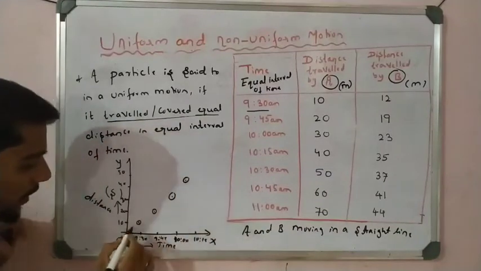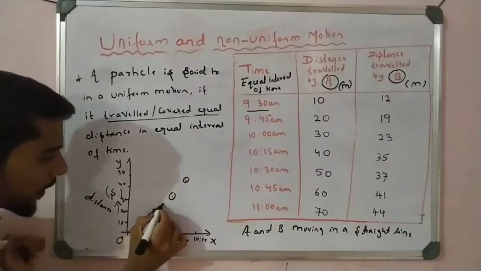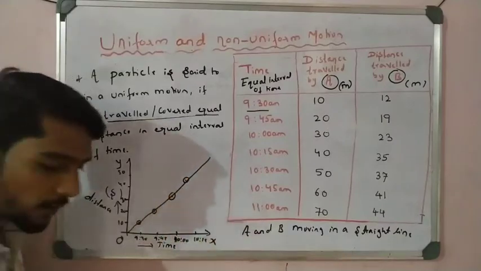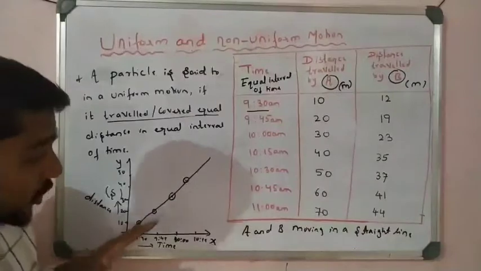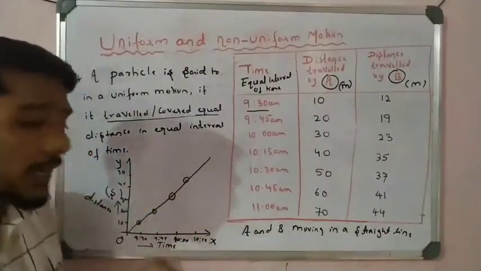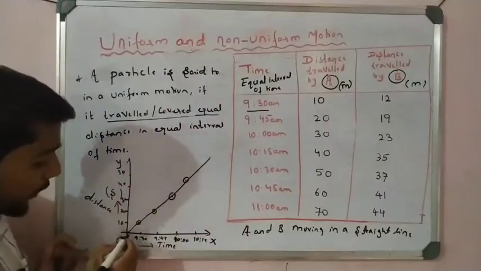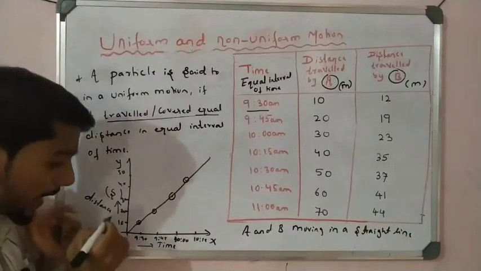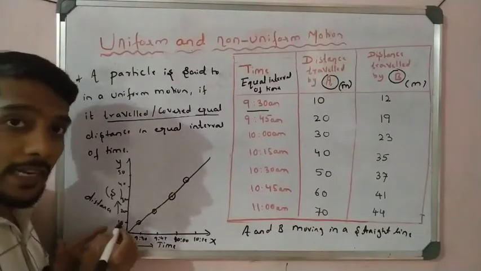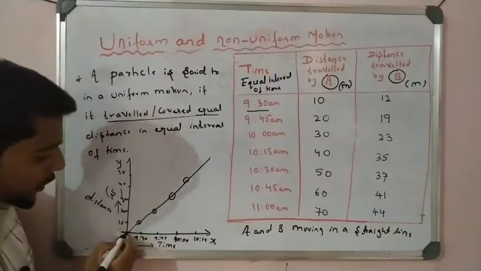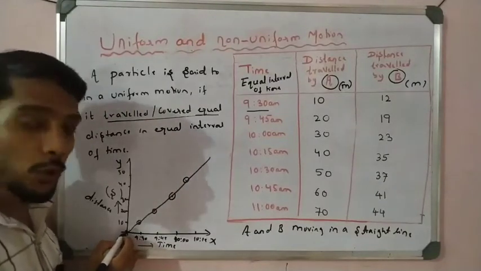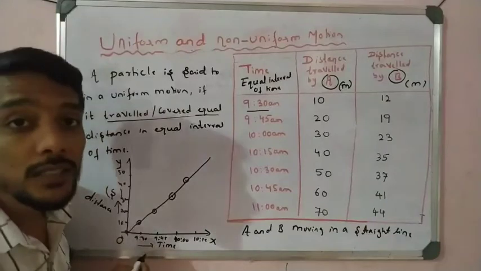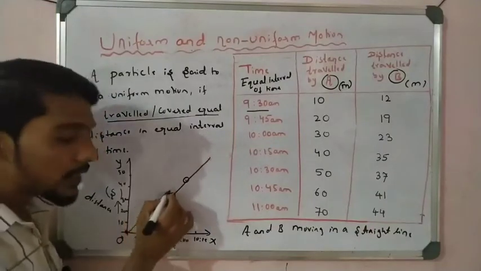Now I join all the points. If you take a graph and do like that, you get a straight line. What is the meaning of this straight line? This straight line starts from the origin, meaning the particle is starting at rest. The particle starts from rest and starts to move and covers equal distance, right? 10 plus 10 plus 10 plus 10.